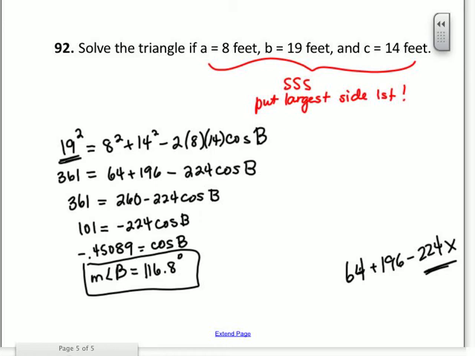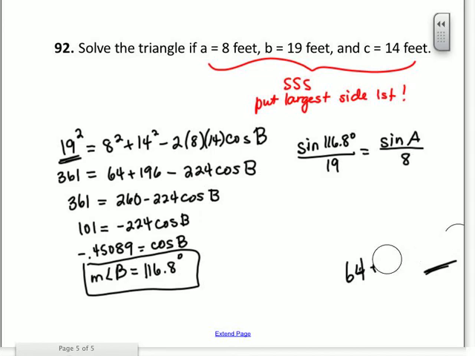So once we do that, if I have angle b, that means I'm going to use law of sines now. I'm going to say sine of angle b divided by little b, so 19, equals sine of, you can do a or c, it doesn't matter. So I'll do angle a over little a, 8. And now I use that to solve for angle a. So law of sines. You don't want to use law of cosines again because it's a lot more time consuming than law of sines, right?